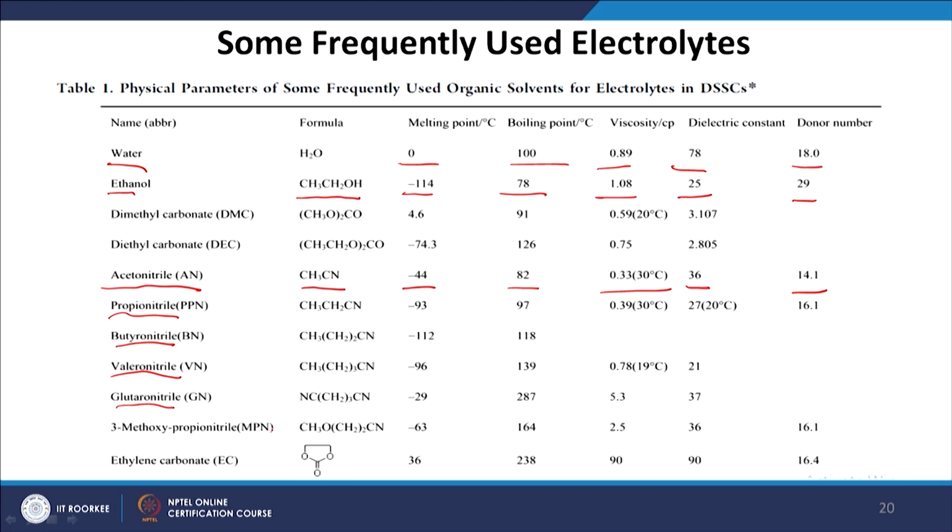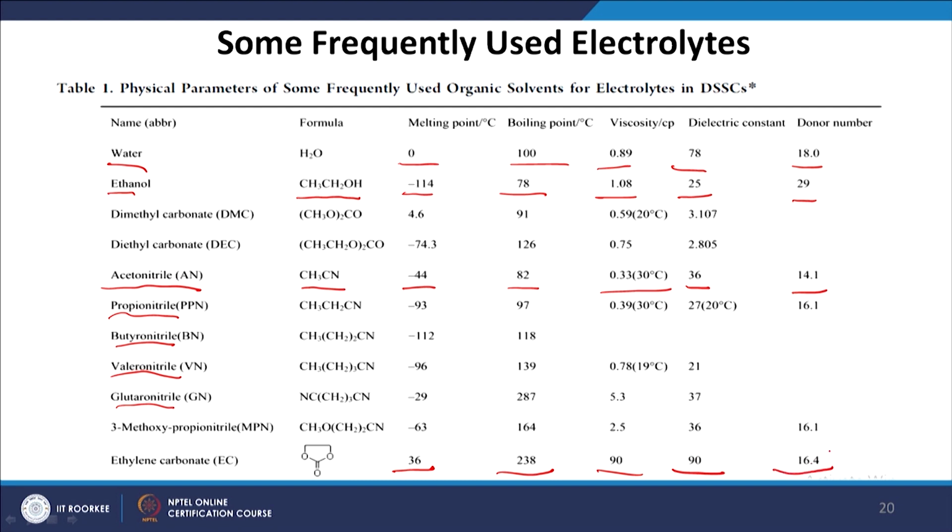Then there are 3-methoxypropionitrile or MPN, and finally ethylene carbonate. Ethylene carbonate has a melting point of 36 and a boiling point of 238, quite high, and its viscosity is also very high, 90. So, that is why it is not very suitable for making this kind of electrolyte solutions, and dielectric constant is very high, 90, and its Donor number is 16.4.